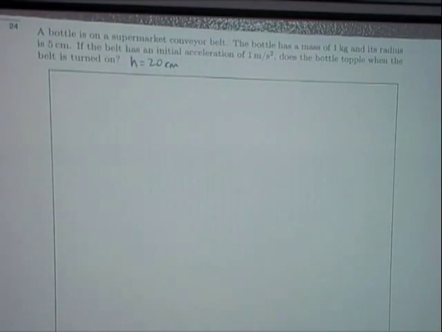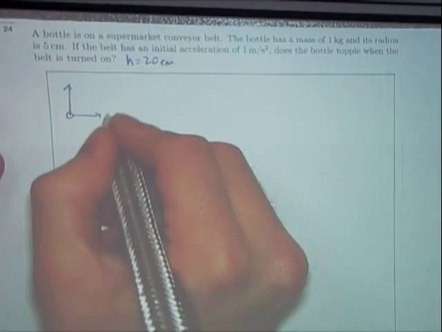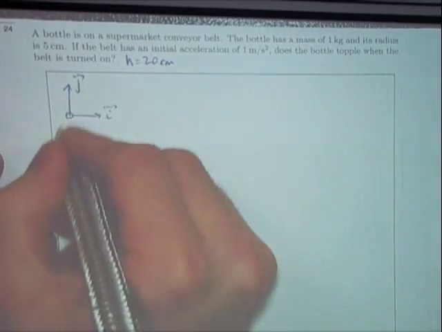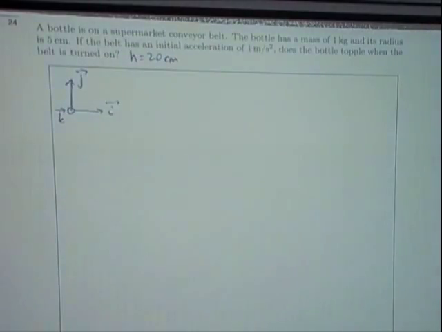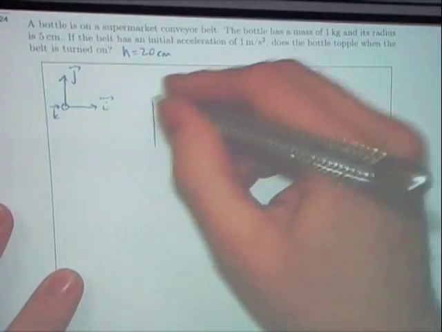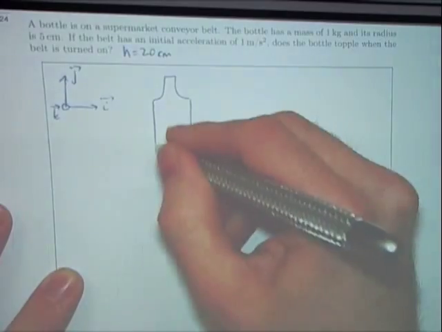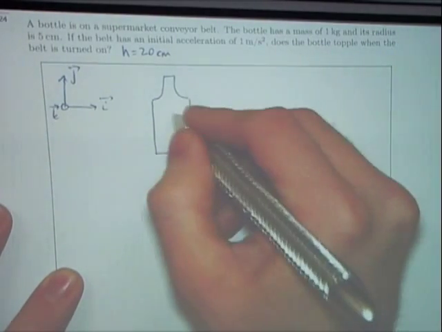We don't know. But we can work it out by using dynamics. There was a bit of information that I forgot to write in the question, and that's the height of the centre of mass is 20 centimeters. So the first thing to do is draw the free body diagram. Again, we use the standard set of coordinates, I, J, and K. I'll draw my bottle. Here's my bottle. We've got our centre of mass here.